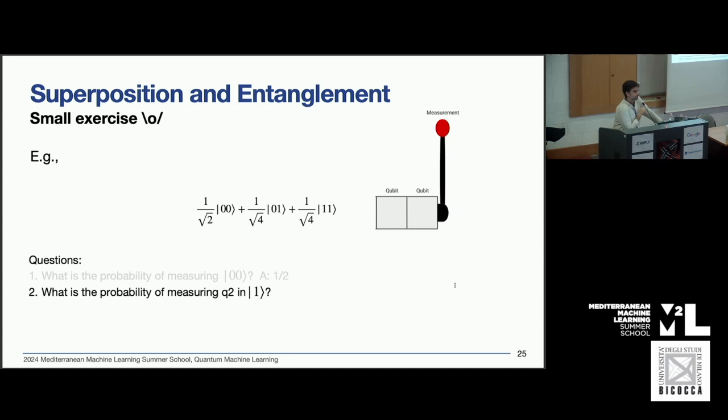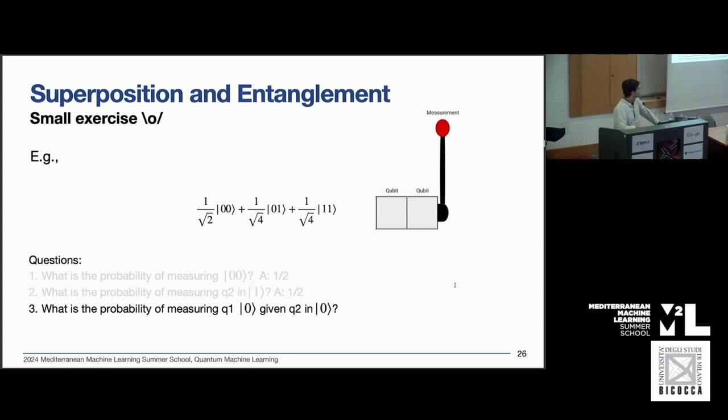So now, another question. What's the probability of measuring the second qubit of this register in the state 1? I didn't tell you everything about measurements, but you could probably guess it, just by using classical probability. Still 1/2, correct. Because basically you have two events that give you 1. Either you measure 0 1, and you do that with probability 1/4, or you measure 1 1 with probability 1/4, so you sum the probability of the events. So the probability is still 1/2.